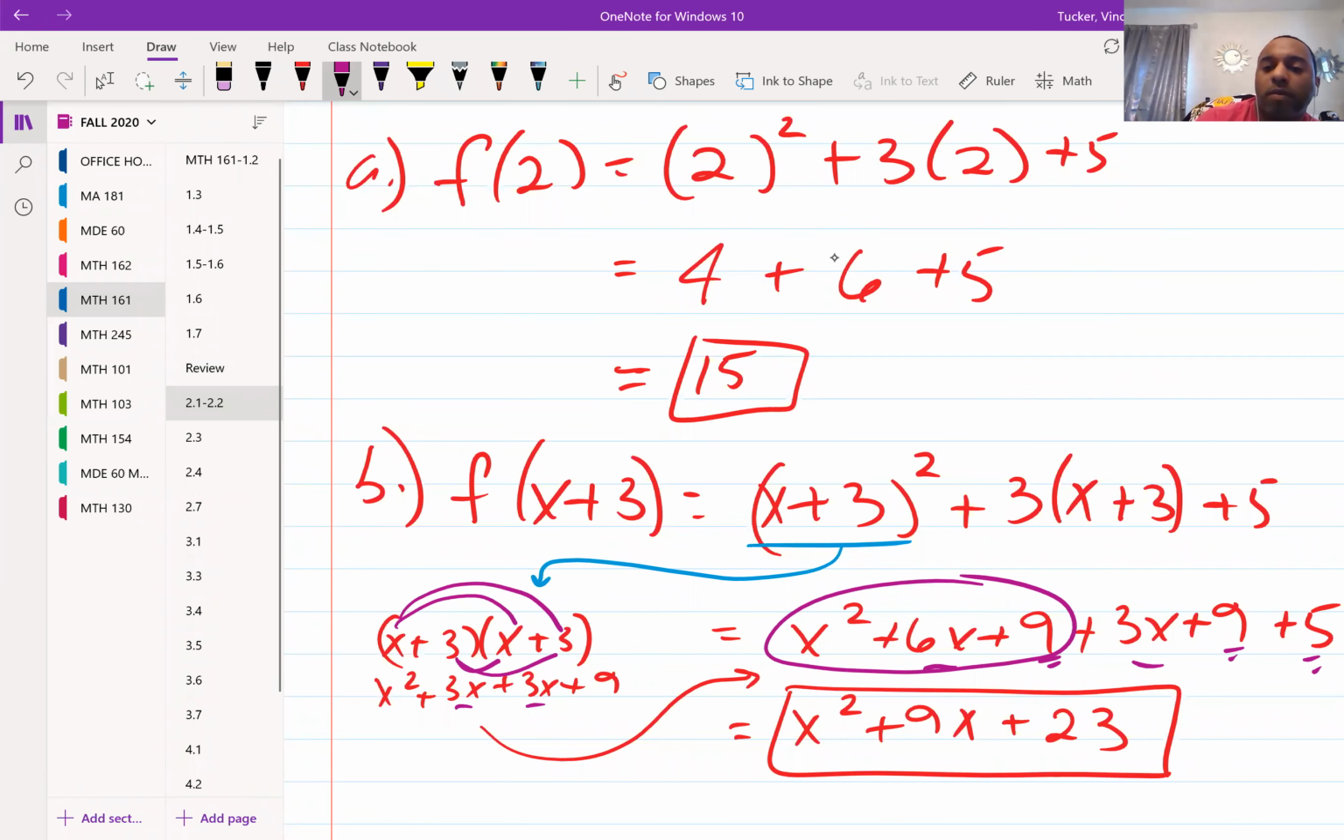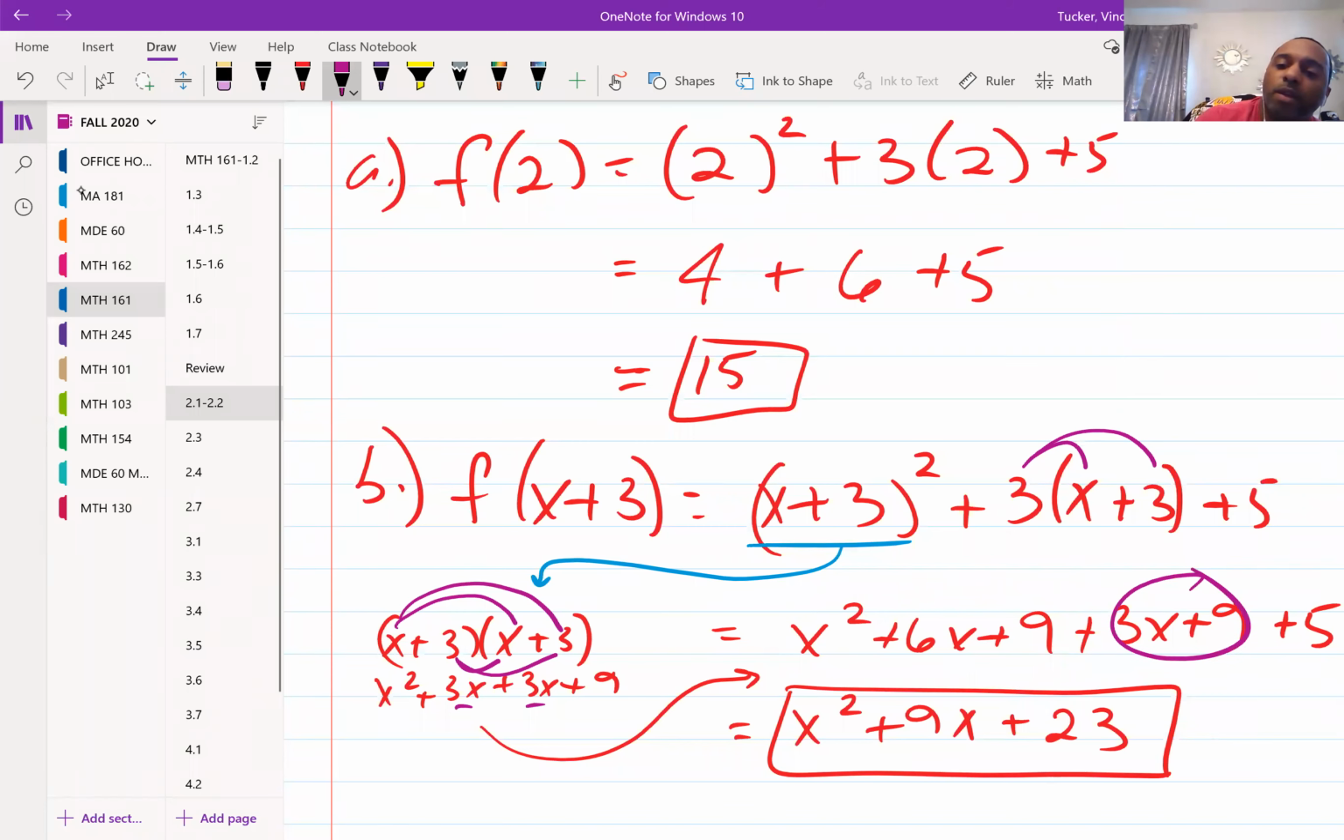Let me erase this. Then distribute that 3 there. That'll be 3x plus 9, and that'll be this expression. And then in the back you have plus 5. From there, combine your like terms. X squared couldn't be added to anything, so you just bring it down. Then you have 6x and 3x, which is 9x. 9 plus 9 plus 5 is 23.